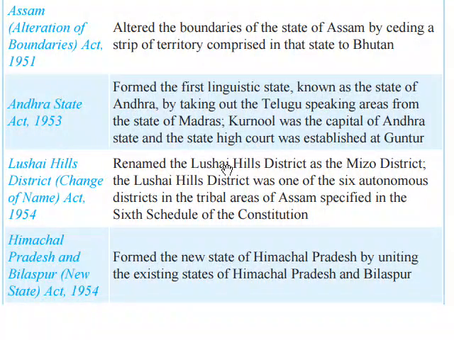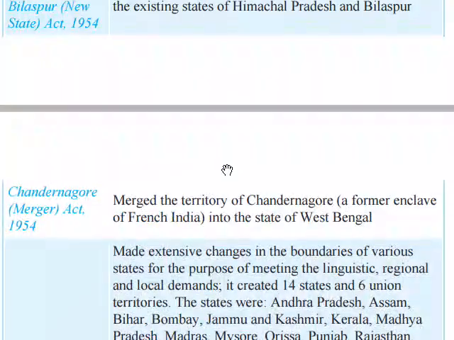The Himachal Pradesh and Bilaspur New State Act 1954 formed the new state of Himachal Pradesh by uniting the existing state of Himachal Pradesh and Bilaspur. The Chandernagore Merger Act 1954 merged the territory of Chandernagore, a former enclave of French India, into the state of West Bengal.